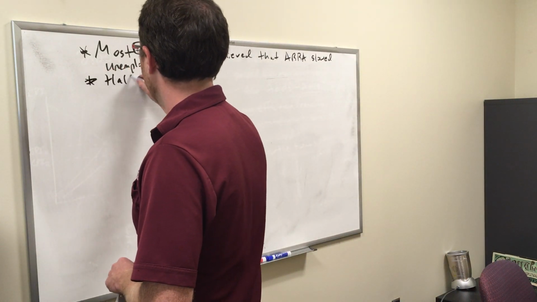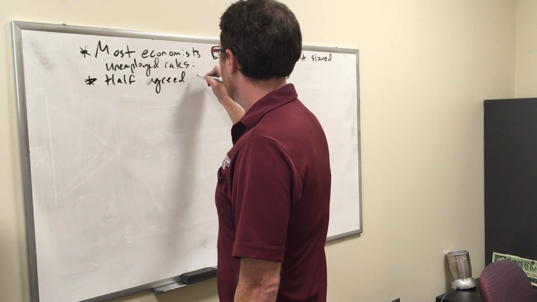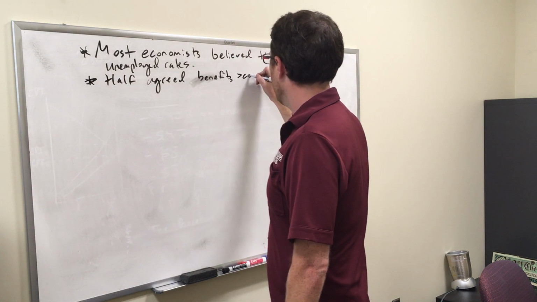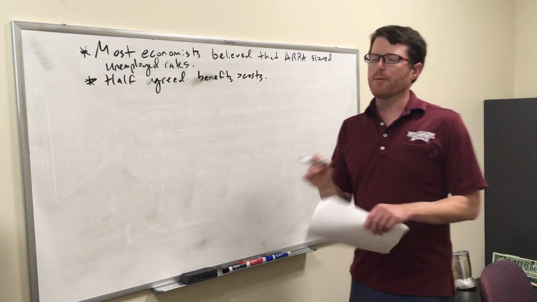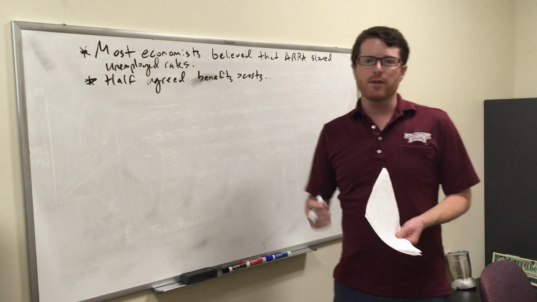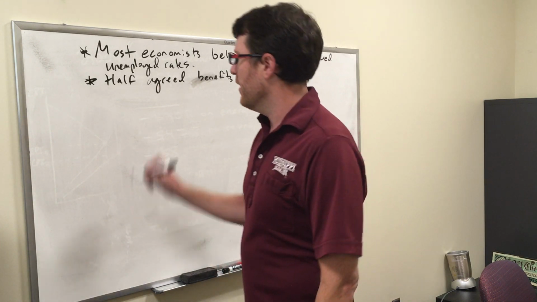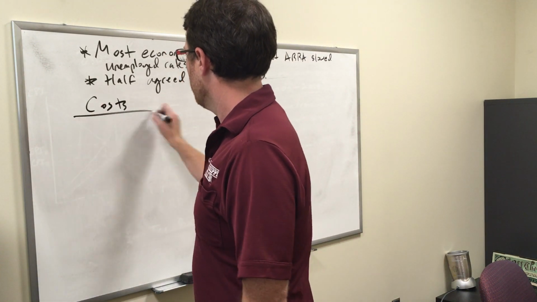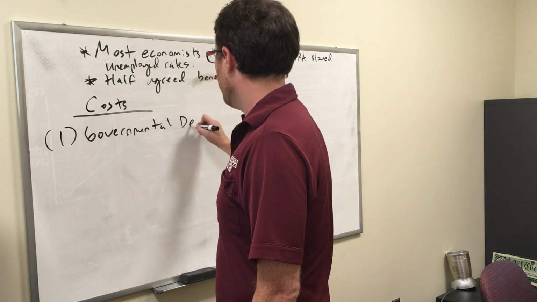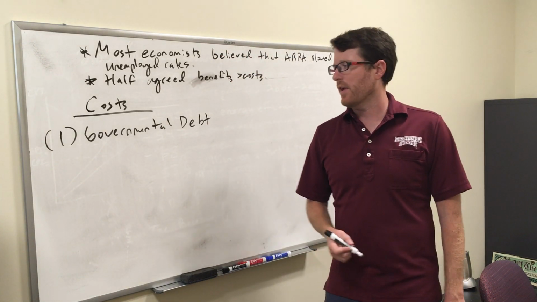And half, literally, in the survey that I looked at, 50% of economists agreed that the benefits were greater than the costs. Meaning, economists are evenly split between whether this was worth it or not, but most agreed that it did something good. Okay, so it definitely helped, but we're not sure if it was worth the cost. And the cost is, number one, governmental debt. It's created a tremendous amount of governmental debt. Our government's in debt a lot of money. And we're going to talk about that after the second exam.